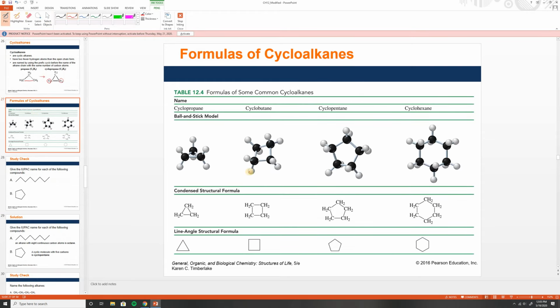So here are some of the cycloalkanes. You have cyclopropane, cyclobutane, cyclopentane, cyclohexane, and here's their line angle formula for them. They're basically, whatever ane they are, it's that kind of gon. So like a cyclopentane is a pentagon. A cyclohexane is a hexagon, for example. And you can kind of see how that works based on what we just learned.